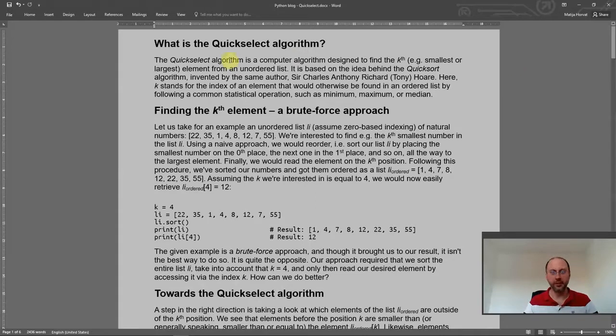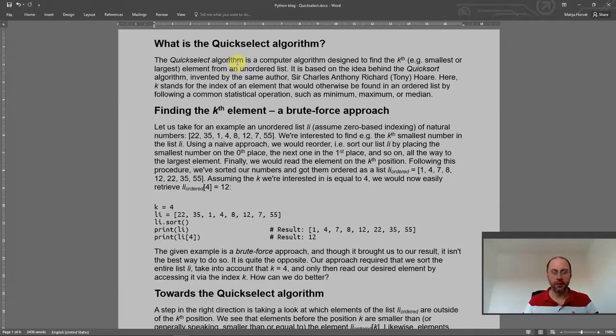So, what is the Quickselect algorithm? It's an algorithm that returns the element based on its absolute index, i.e. the index it would otherwise occupy in the ordered list. For the rest of this article, we'll call it the target element.